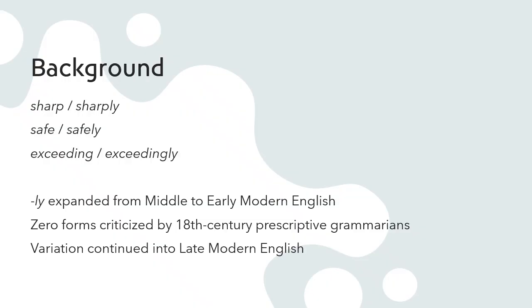English has long exhibited variation between zero and ly adverbs. Although the ly suffix expanded significantly from Middle to Early Modern English, zero forms did not disappear. In the 18th century, prescriptive grammarians often condemned zero adverbs, yet variation persisted. This study investigates how far the shift towards ly had progressed in elite writing in the late 18th century.